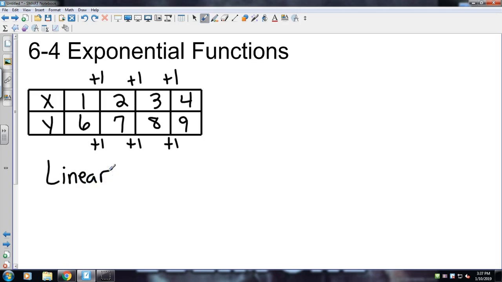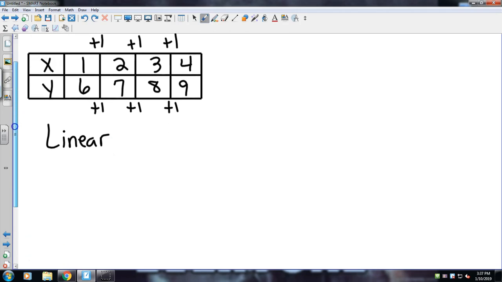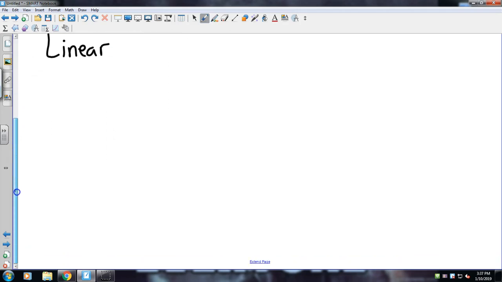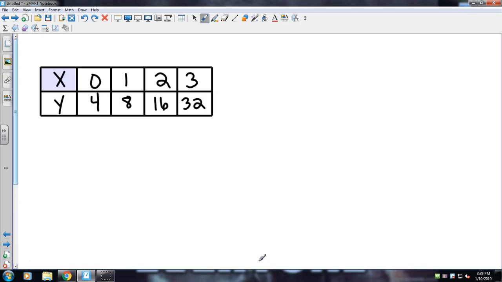Okay, so now let's take that same process and let's see what an exponential function is going to look like. Again, exponential just meaning exponents, which is what we've been dealing a lot with. Let me extend this page a little bit. Okay, so let's take a look at an exponential function.